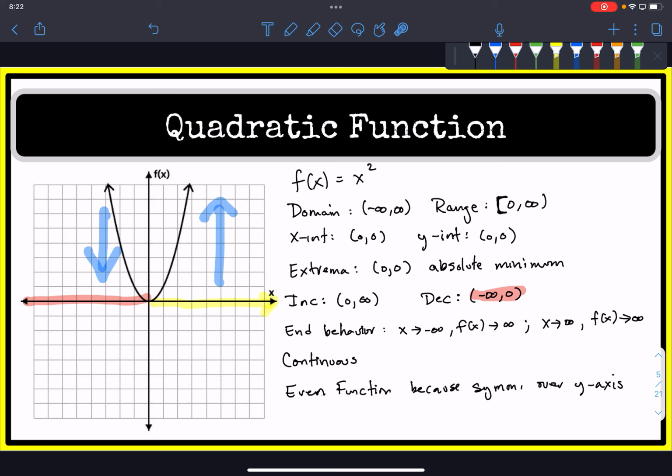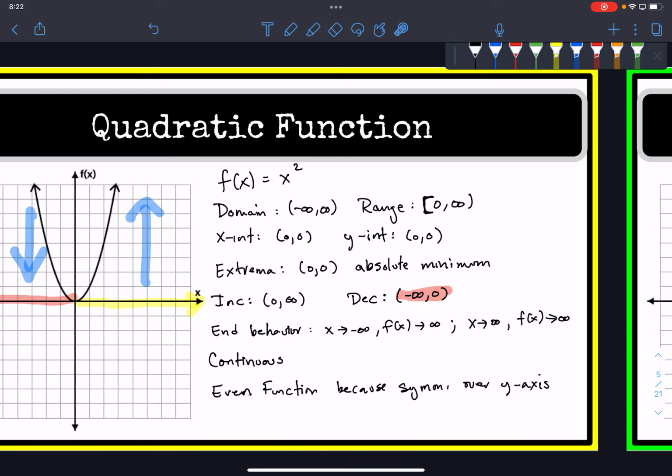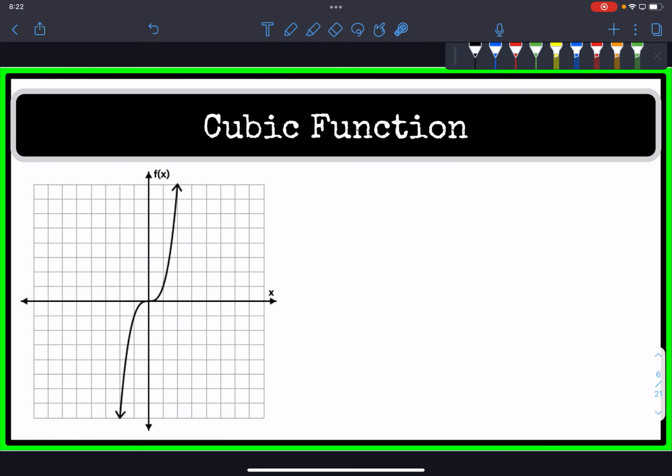So let's move on to our next function. Our next function is the cubic function. The rule for our cubic function is f of x is equal to x to the third power. The domain for this function, just like the line, is all real numbers, along with the range. So it has the same characteristics as the linear function, where our domain is from negative infinity to positive infinity and along with the range.